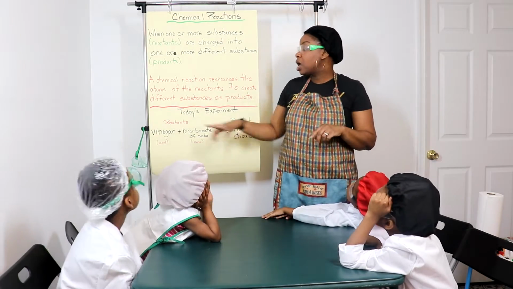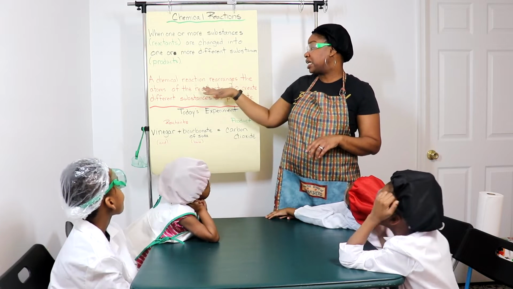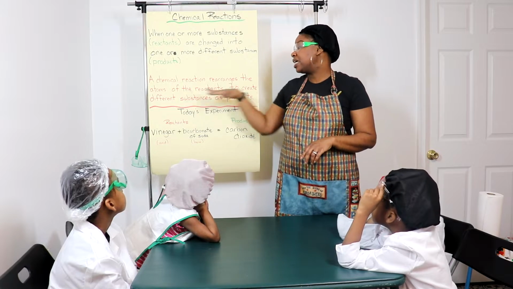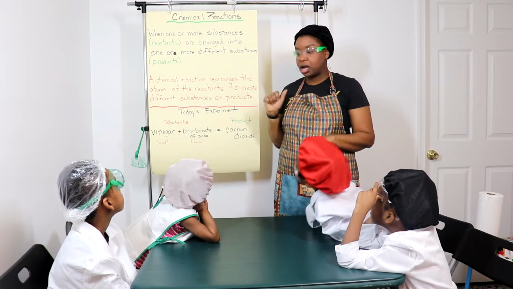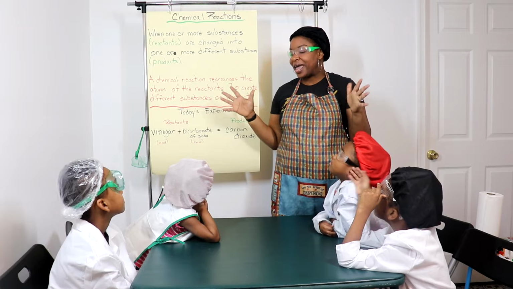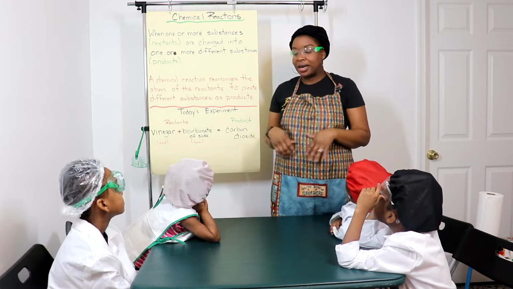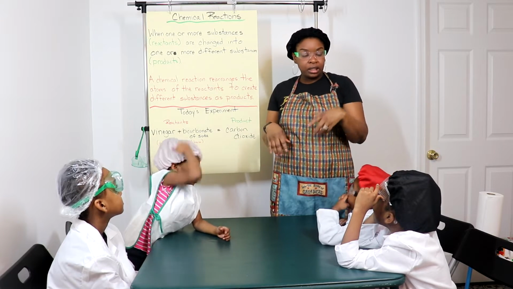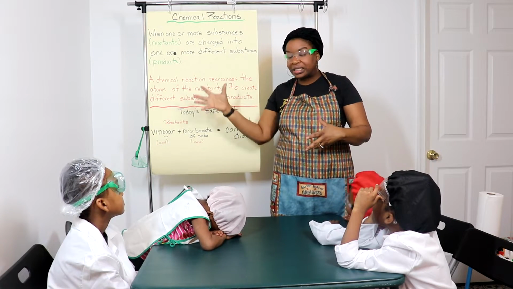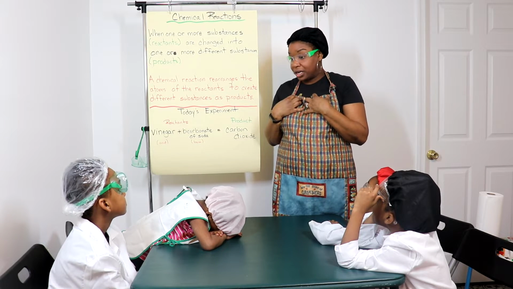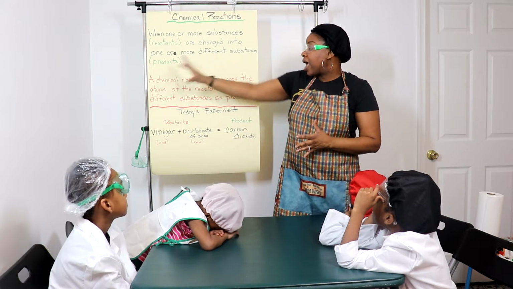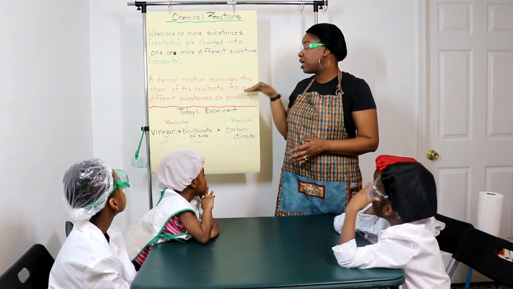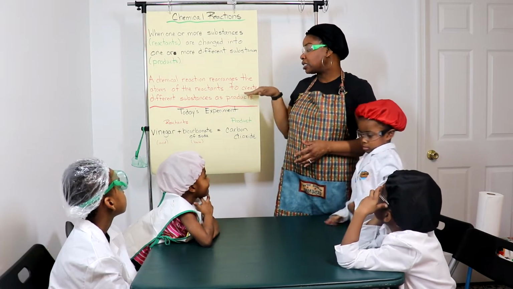Just listen. So now, a chemical reaction rearranges the atoms of a reactant to create different substances as products. Everything has atoms in it. We have atoms inside of our body. Our body is made up of 99% atoms. There's nitrogen, there's carbon, there's oxygen. There are things that make up our body. So a chemical reaction rearranges the atoms of the reactant to create different substances as products.